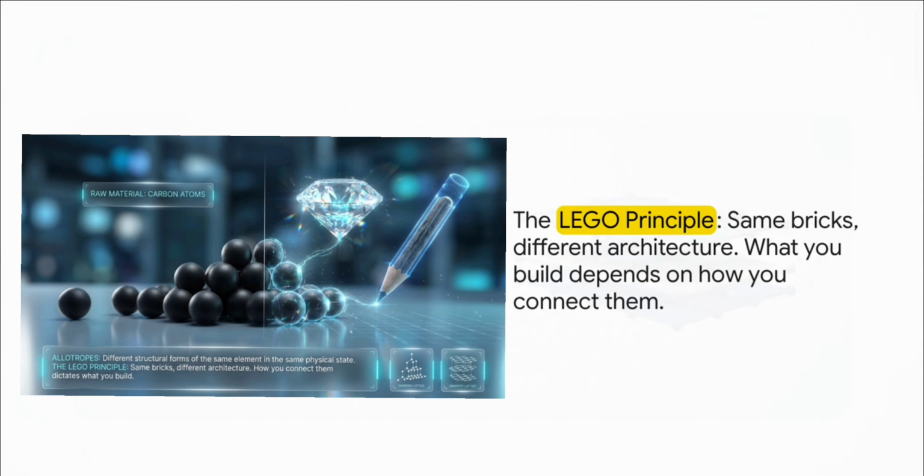I want you to think about it like this. Carbon atoms are like Lego bricks. If you have a pile of the exact same bricks, you could build a spaceship or you could build a house. They're totally different things, right? But they're made from the same fundamental blocks. In chemistry, it's not just about what atoms you have. It's all about how you connect them. And that is the core idea we're going to explore today.